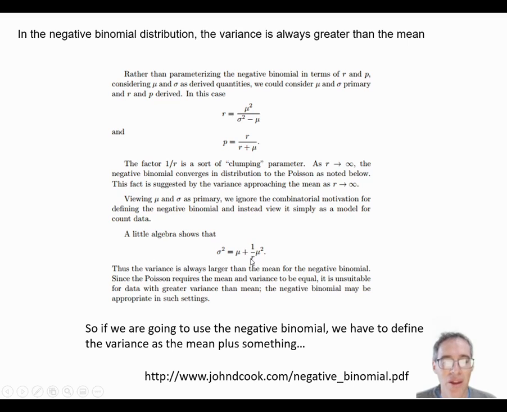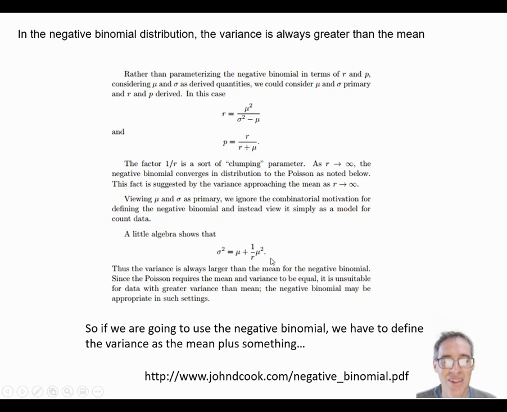Right? So if the tournament is infinitely long, that's like a Poisson distribution. If you're never kicked out of the tournament, it's just like flipping a coin over and over again. And in that case, the mean equals the variance. But as the tournament gets shorter, as the number of losses that you can have before you're kicked out of the tournament gets smaller, then the observed variance becomes larger than the mean by this factor of 1 over R times the mean squared.